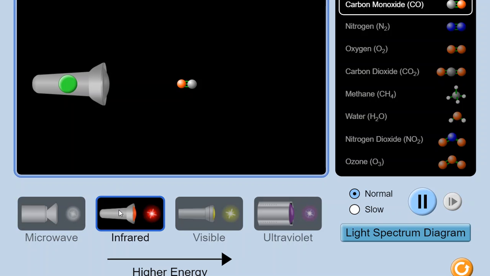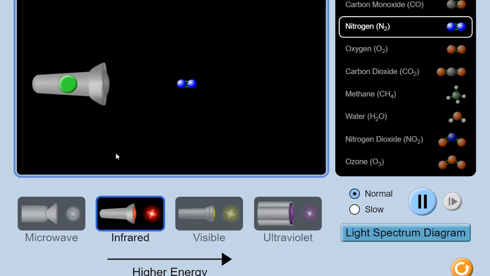Let's look at infrared and see if this one responds to infrared. As you can see, there's the stretching, and as it's absorbing, it does the vibrational motion and then ejects it. So not all molecules are going to have the same type of absorption pattern either. So keep that in mind.